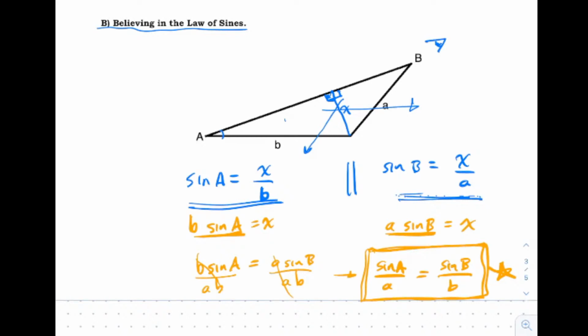I love it. I hope you love it too, because you can solve everything with it, almost. Actually, there are two situations you can't solve, and that's why we need the law of cosines in the lecture. But I'm getting ahead of myself.